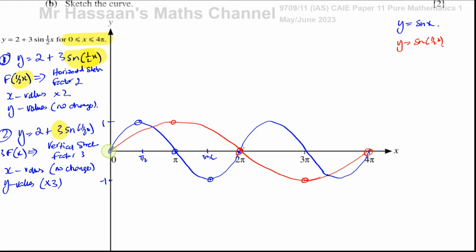This point stays where it is because it's 0, 0. If you multiply the y coordinate by 3, it doesn't change. This stays as pi over 2, but instead of pi over 2, 1, it becomes pi over 2, 3. I'm just trying to make it a bit more realistic. So that's 3, and this point will move up to there.